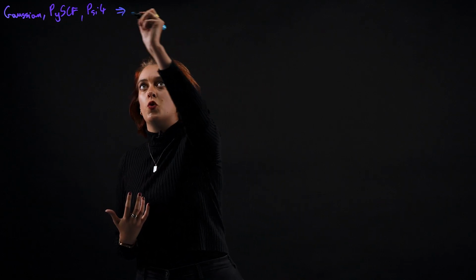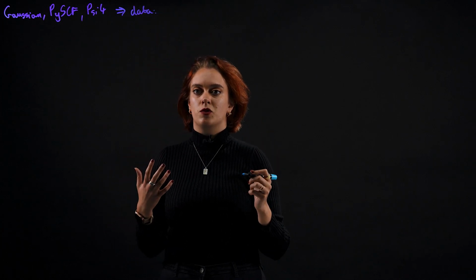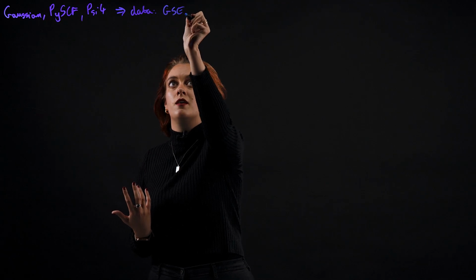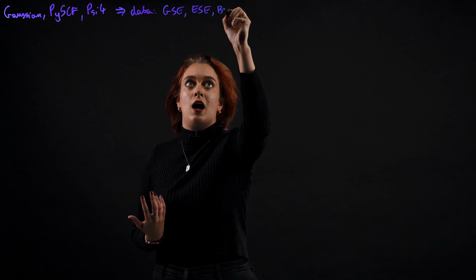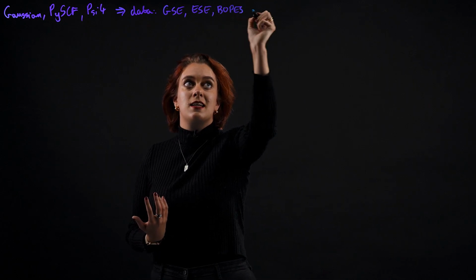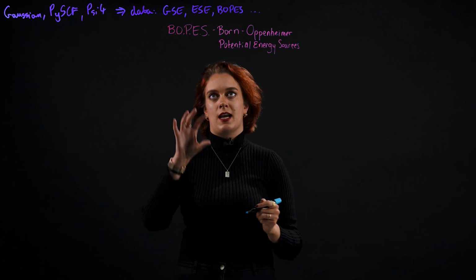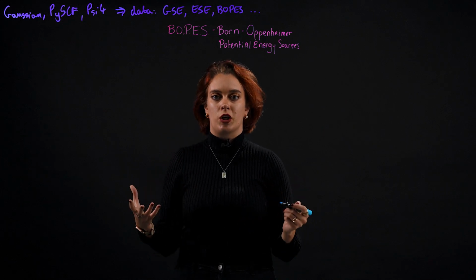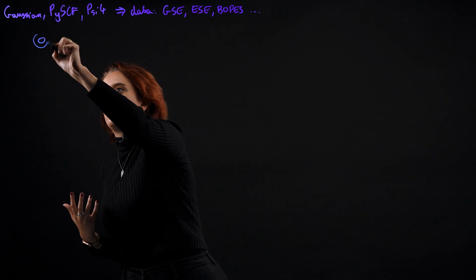And some of the important data points can include information about a molecule's ground state energy, excited state energy, as well as potential energy surfaces, and many more. But how do we actually calculate this information for a given molecule? Let's take H2O, for example.